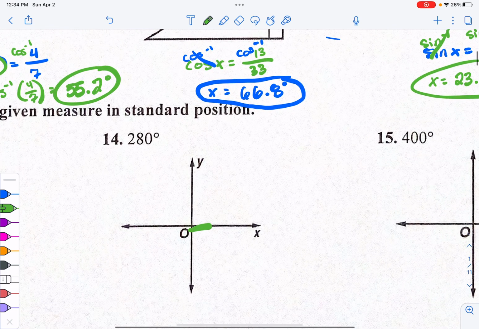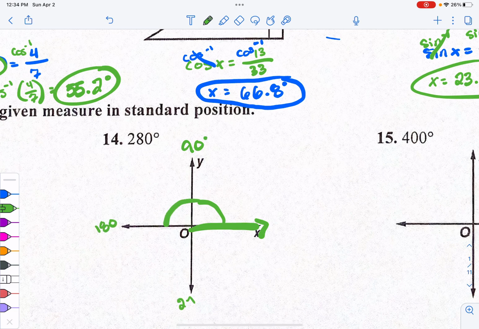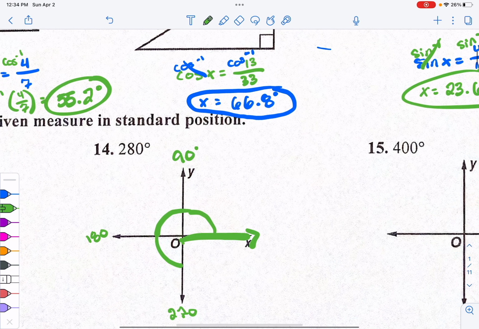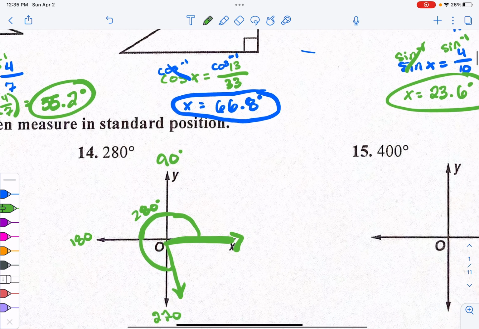Number 14, we're going to still start over here again. And again, this is 90 degrees. This is going to be 180 degrees if I go all the way around here. 270 degrees is down at the bottom. That's 3/4 of the way around. So I want to go 280, which is going to be slightly past that, like here. Okay, and that's going to be 280 degrees. I should label him 280. If I would go all the way around, that would be 360, so I don't want to do that. I want to just go a little bit past the 270 mark, and that is at 280, okay?